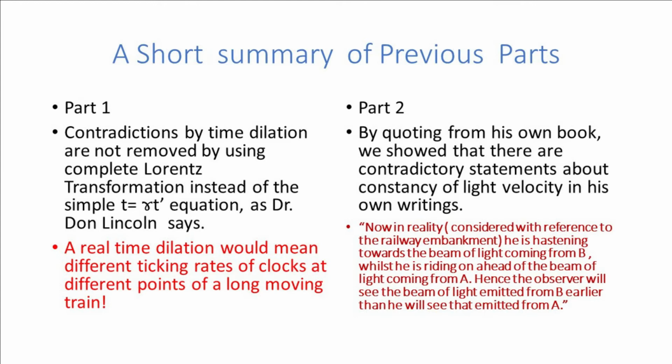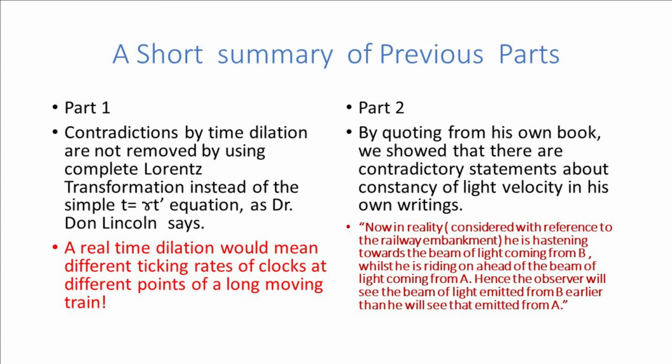Part 1. Contradictions by time dilation are not removed by using the complete Lorentz transformation instead of the simple t equals gamma times t prime equation, as Dr. Don Lincoln says. A real time dilation would mean different ticking rates of clocks at different points of a long moving train.